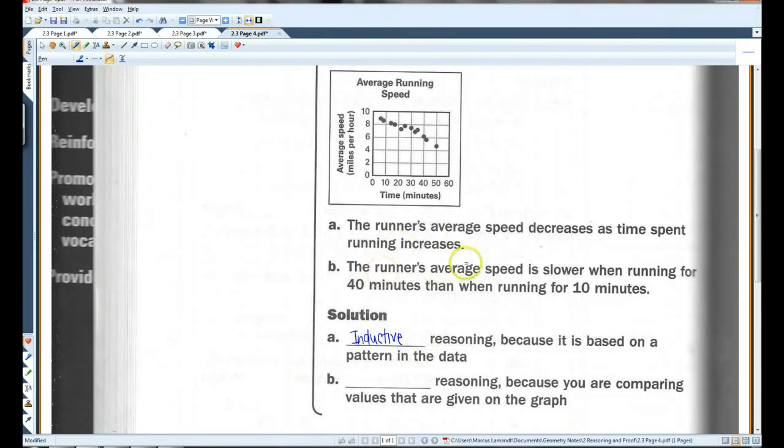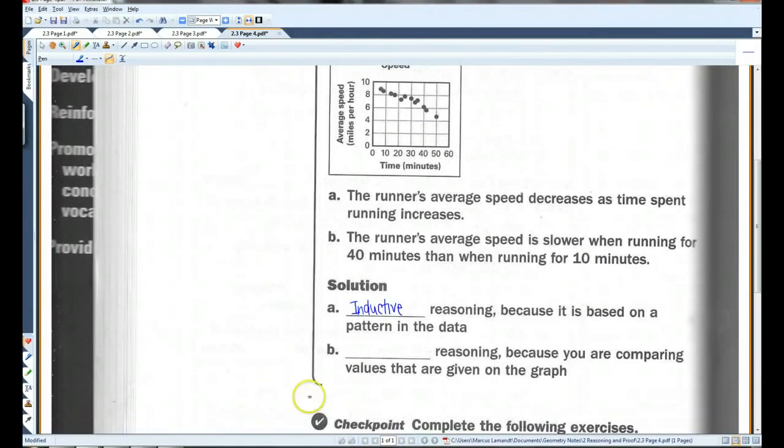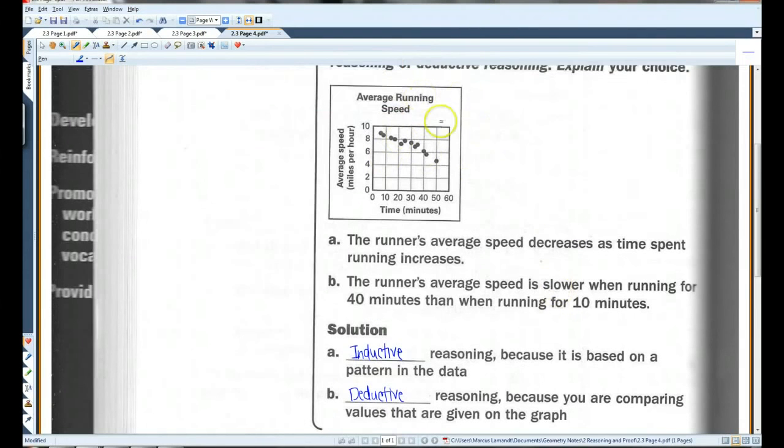Alright, the runner's average speed is slower when running for 40 minutes than when running for 10 minutes. Okay, well, 40 minutes, that's here. 10 minutes that's here, yeah, when he is running for 40 minutes, he's a little bit slower than when he's running for 10 minutes. This is deductive reasoning because you are comparing actual values given on the graph. You're not just looking at the pattern anymore. You're actually looking at given facts, given information in this graph here.